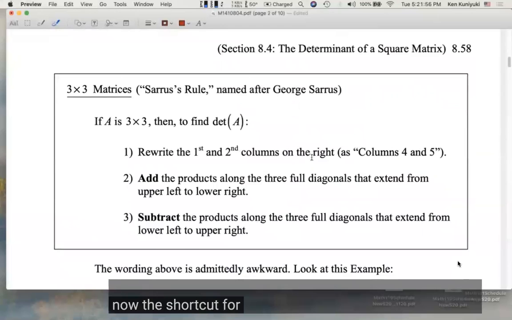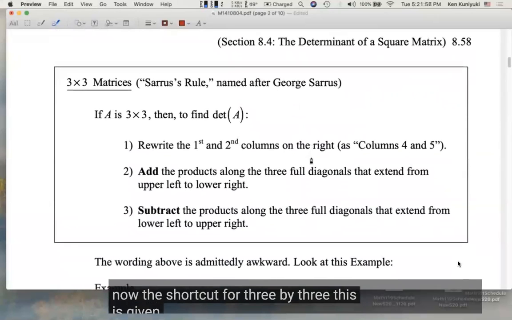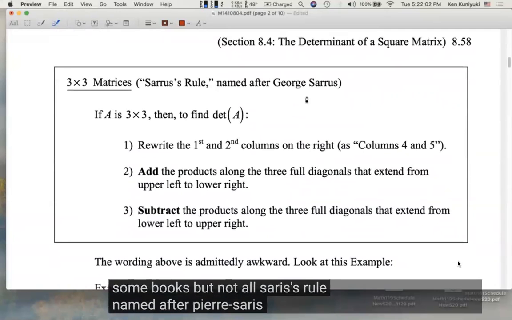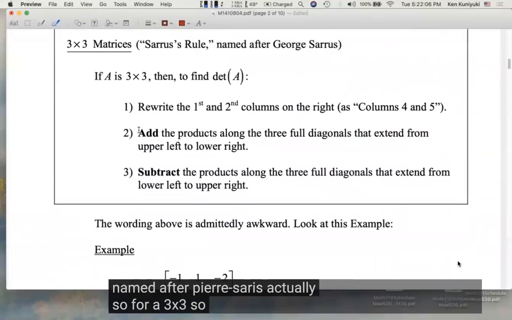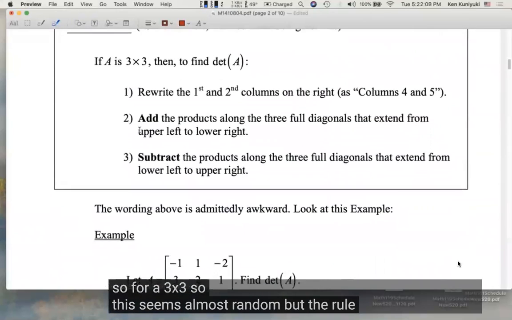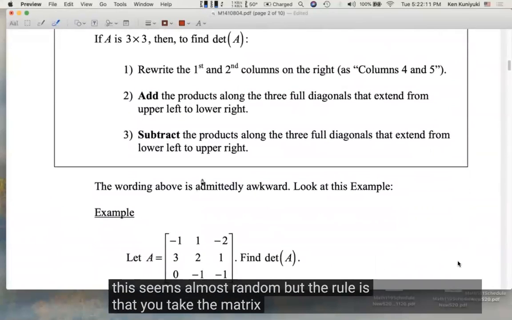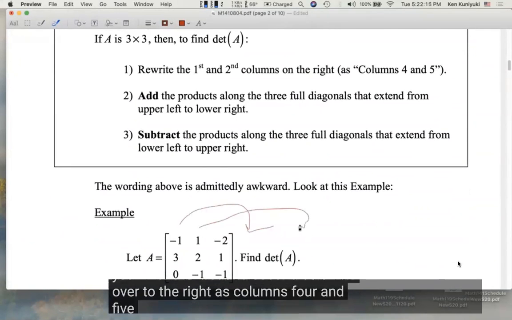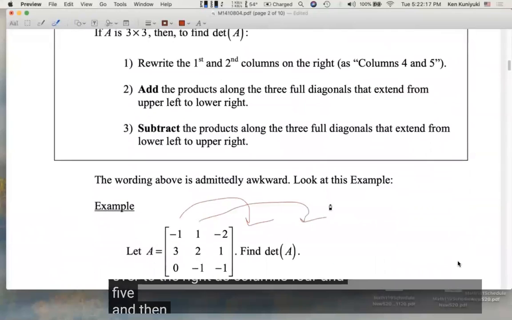Now, the shortcut for 3-by-3, this is given in some books, but not all. Sarrus's rule, named after Pierre Sarrus, actually. So for a 3-by-3, this seems almost random, but the rule is that you take the matrix, you write the first and second columns over to the right as columns 4 and 5. And then you do this.